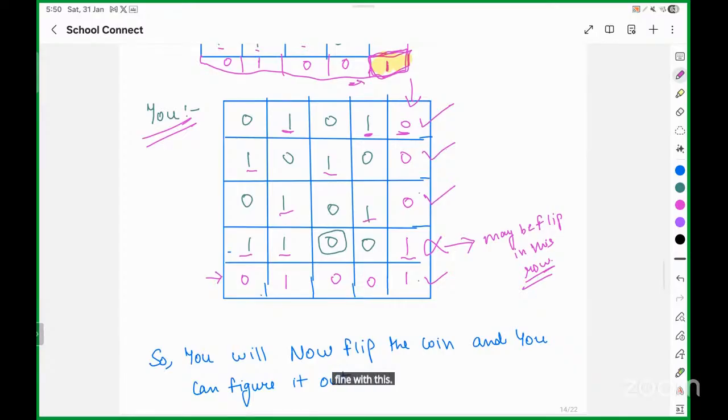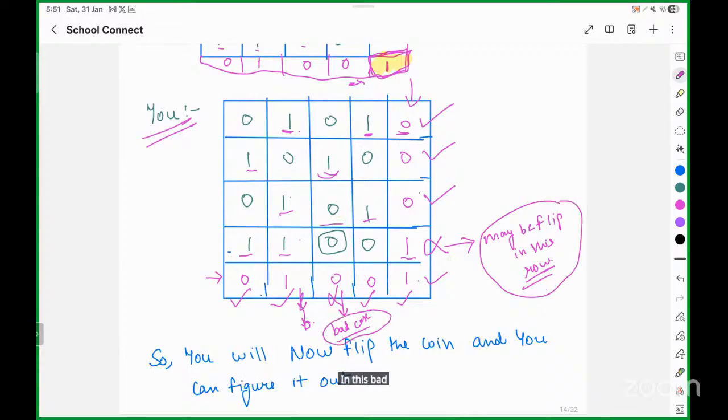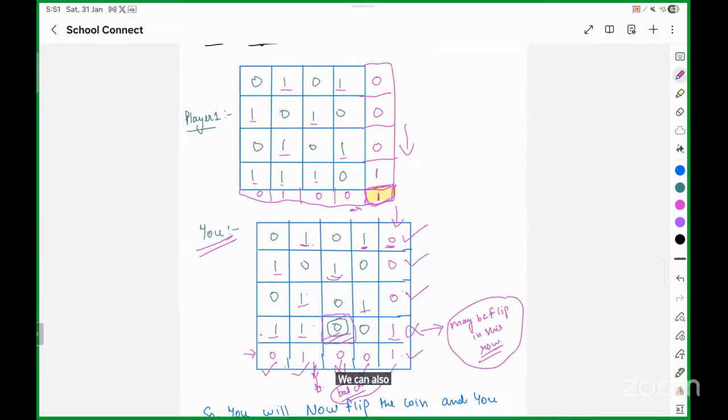Now let's check the columns also. This is even, so we are fine with this column. This is odd, so we are fine with this. Here it is just 1. This is odd, but here it is 0, so this is a bad case. And this is 1 1, even, so 0, and this is 1, so it should be 1. Sorry, this is the bad case. Now, if we look at the intersection between this bad row and this bad column, it is this cell. So this must have been the flipped coin. If we look at this again, we can also observe that this is the one which has been flipped. Here it is 1 and here it is 0.